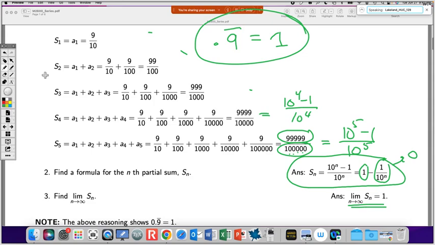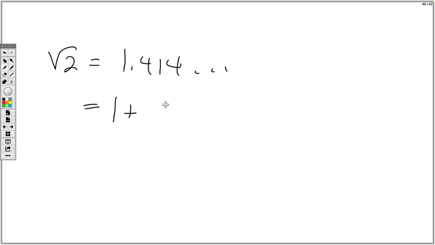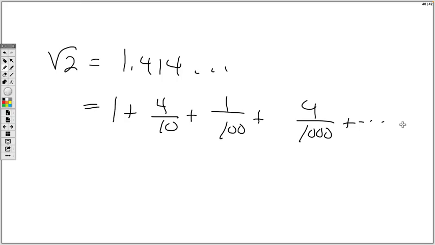So every decimal representation of a real number is an infinite series because it is an infinite sum of digits. So for example, like the square root of 2, 1.414 blah blah blah, you can think of that as 1 plus 4 over 10 plus 1 over 100 plus 4 over 1,000, etc. Every single real number is the sum of an infinite series. Okay?